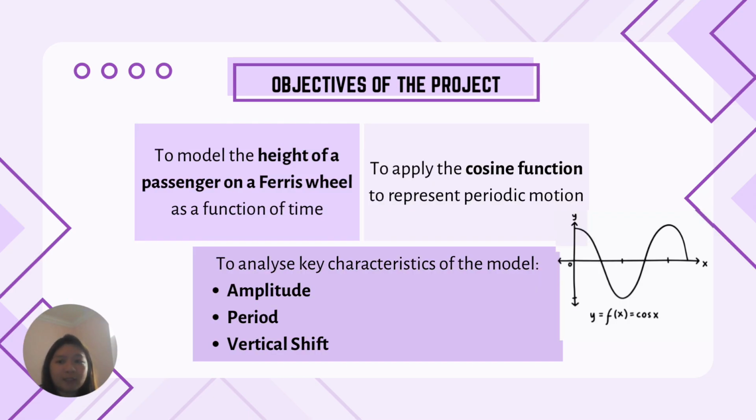Next, we will look at the objective of our project. The main objective of this project is to model the height of a passenger on the Ferris wheel as a function of time. In order to achieve this, we apply the cosine function to represent the periodic motion of the Ferris wheel. At the same time, we aim to analyze the key characteristics of the model, which include the amplitude, period, and the vertical shift. These elements help us understand how the mathematical model relates to the real situation.